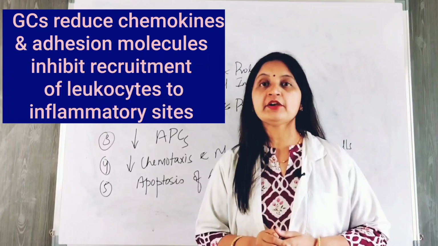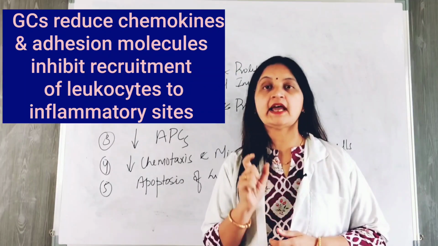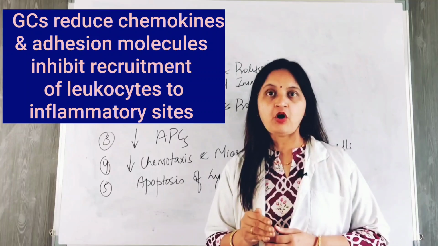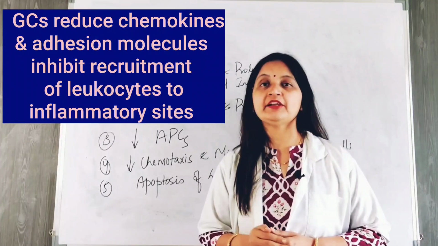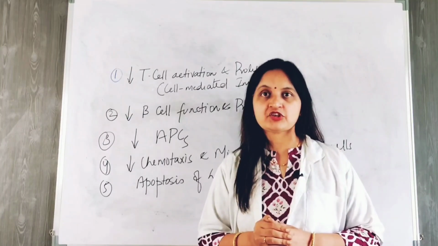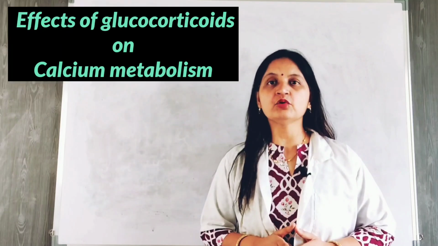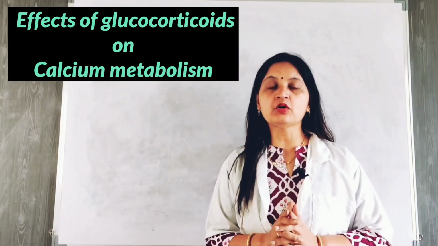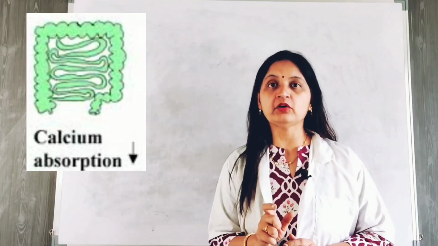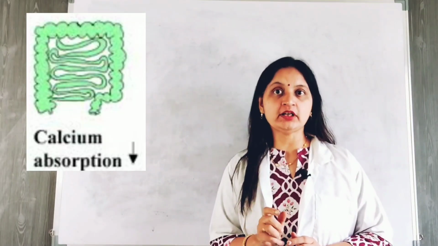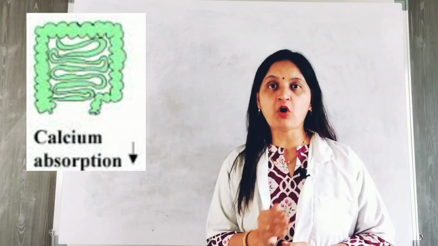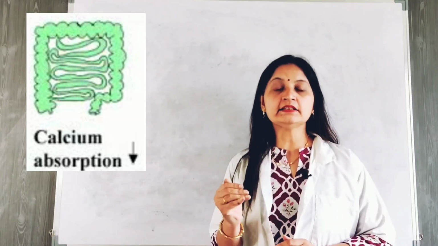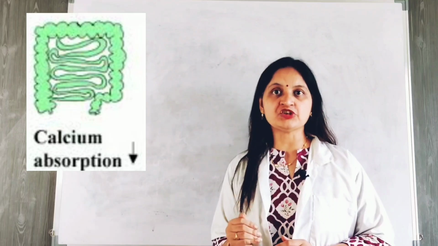Next, glucocorticoids, by reducing the production of chemokines and expression of adhesion molecules, inhibit the migration of these immune cells to the inflammatory sites or the sites of infection. Next, what are the effects of glucocorticoids on calcium metabolism? In the intestine, glucocorticoids inhibit or antagonize vitamin D action. This inhibits the absorption or transport of calcium through the intestine, thus decreasing the absorption of calcium.